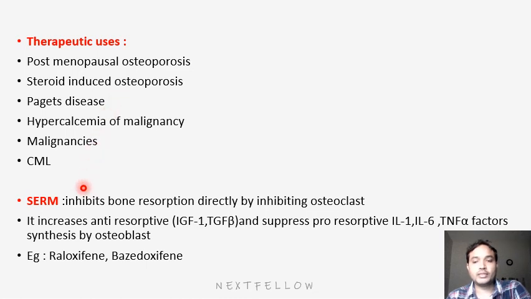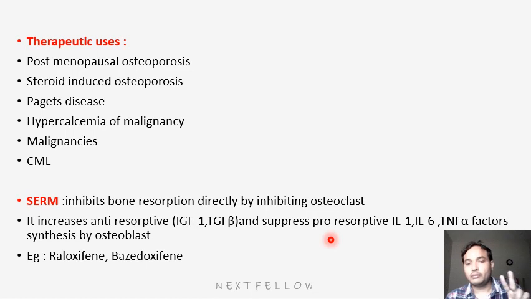Next group will be selective estrogen receptor modulators. These drugs will inhibit bone resorption by directly inhibiting osteoclast. This is also acting on osteoclast. How? It increases anti-resorptive factors, those are IGF-1 and TGF beta, and by suppressing pro-resorptive factors, that is interleukin 1, interleukin 6, TNF alpha.